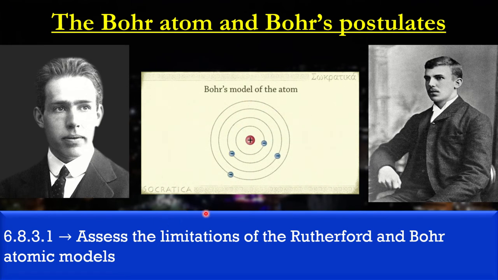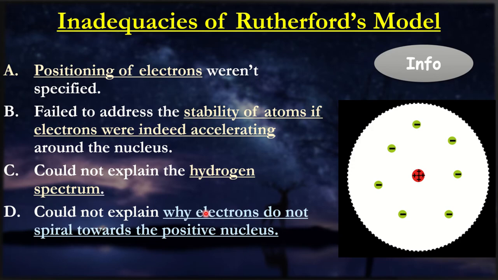So that's just a quick recap. Now we need to look at the limitations of the Rutherford and Bohr atomic model. Firstly, let's look at the inadequacies of Rutherford's model. The positions of electrons were not specified, which was answered by Niels Bohr. It also failed to address the stability of atoms if the electrons were accelerating. If the electrons were rotating in circular motion, how come there's no emission of electromagnetic radiation? Why is it so stable?